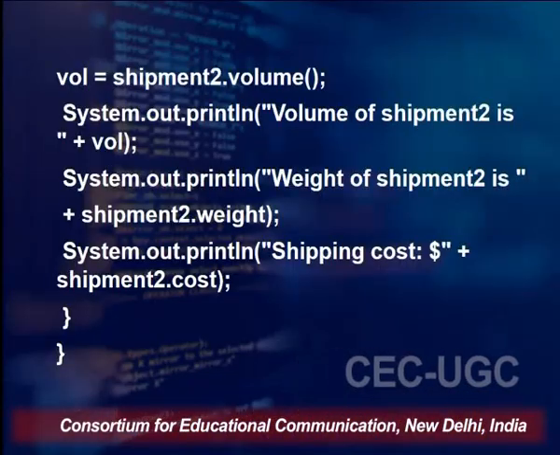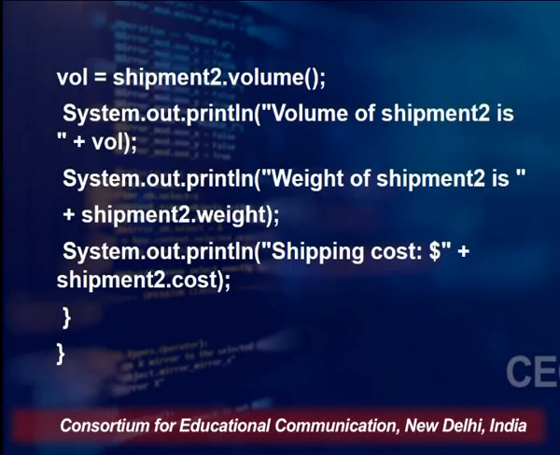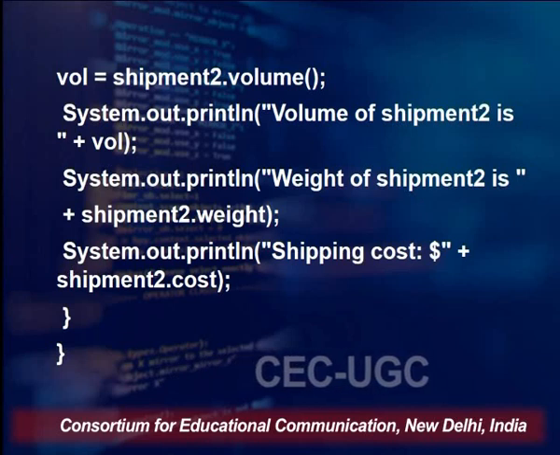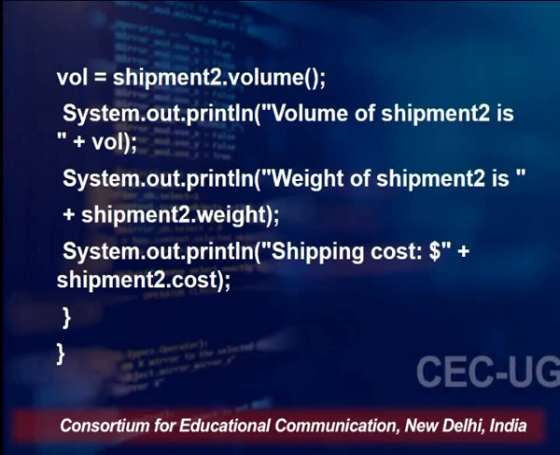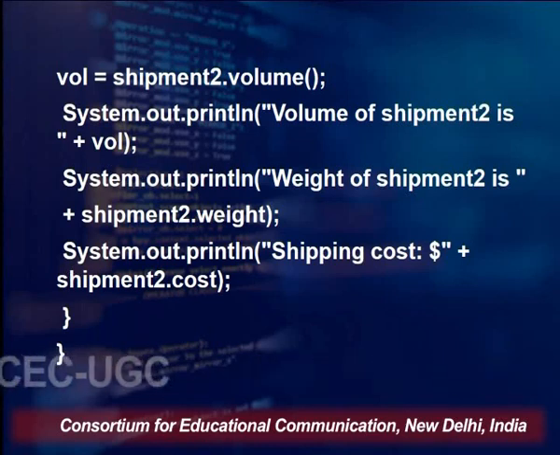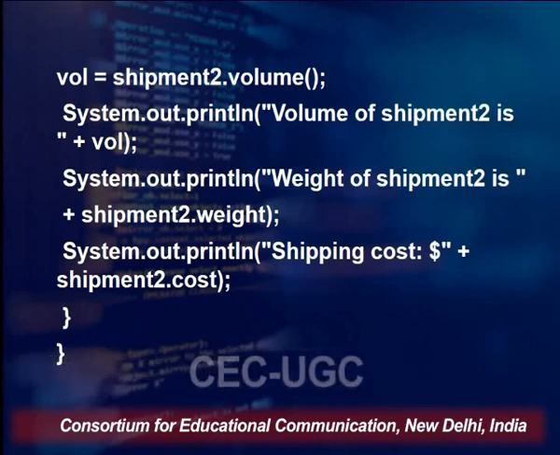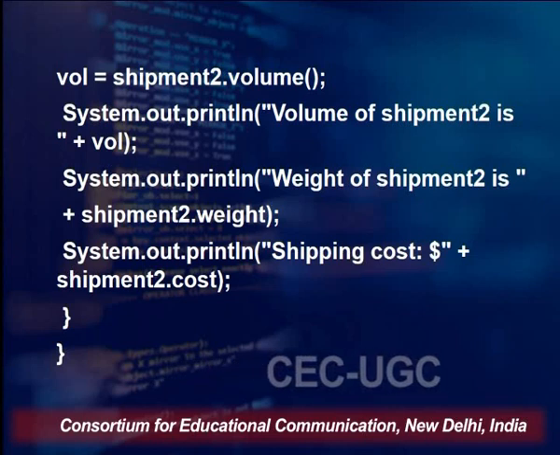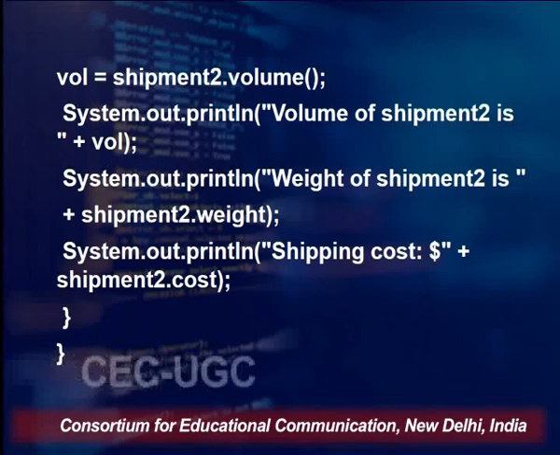And similarly we can complete this whole program. This volume is one variable we have taken, which is going to be the volume of this shipment 2. That means before we can execute this main method, we need to complete the whole structure of the program. That means the box class has 4 constructors and one method, volume.